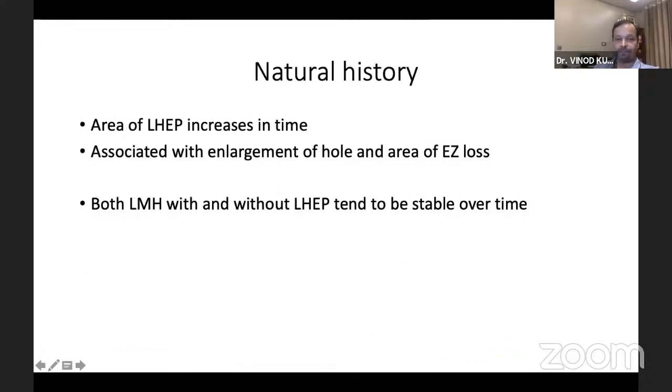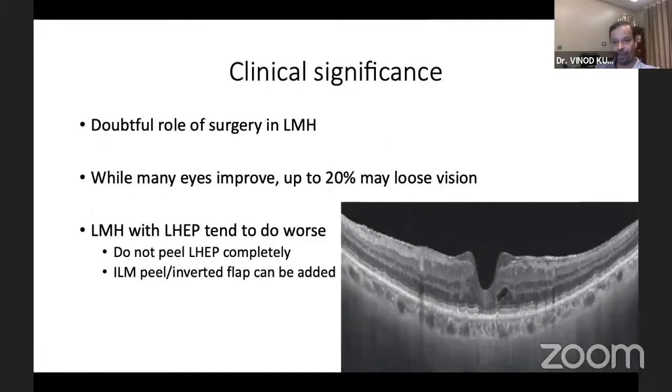Now, what happens to LHAP over a period of time? Some authors have shown that the area of LHAP does increase with time, and this is associated with enlargement of the hole and area of EZ loss. But clinically, it may not be very significant. And most of these studies have shown that lamellar macular holes with or without LHAP tend to remain stable over large periods of time.